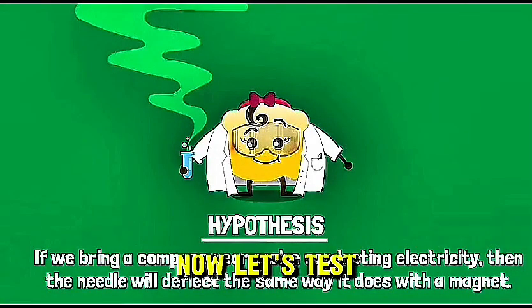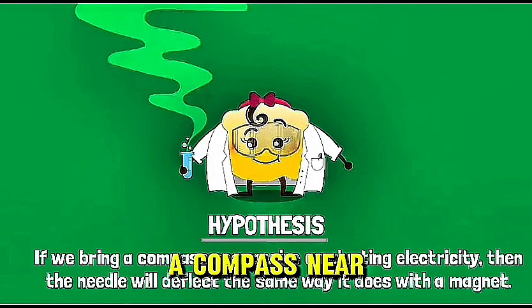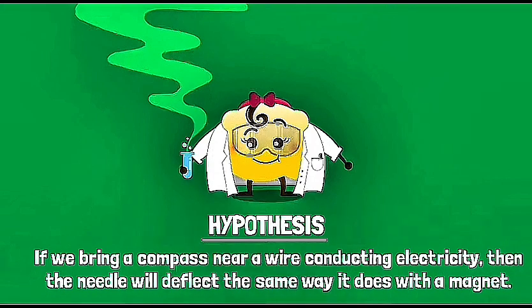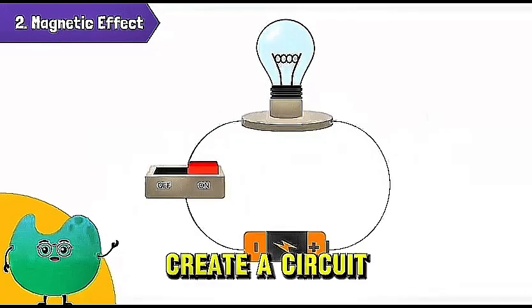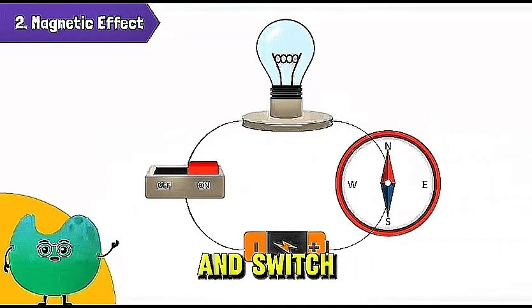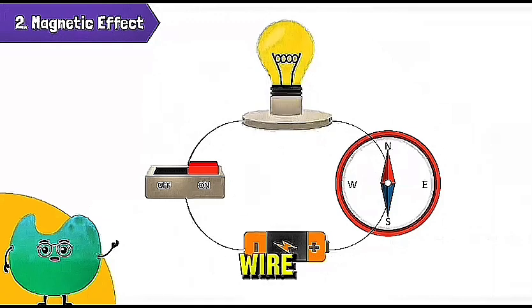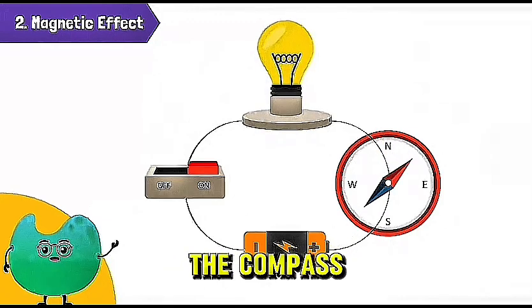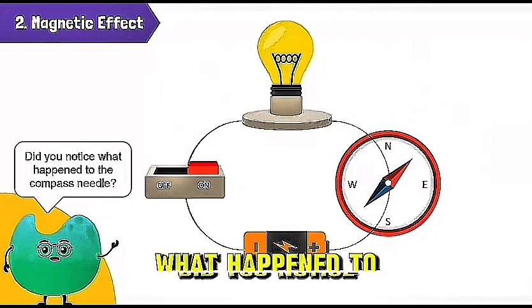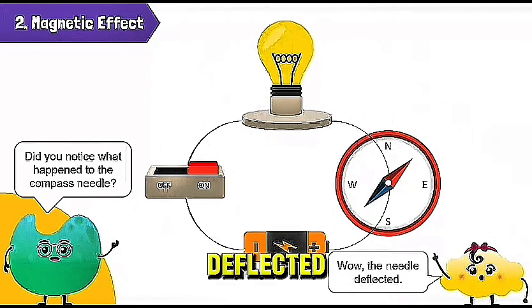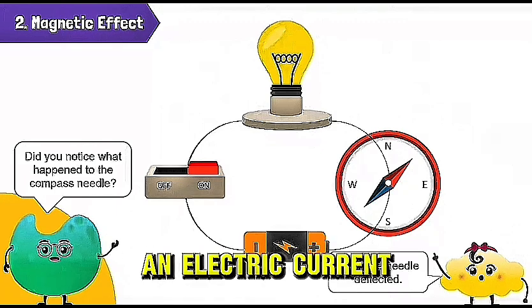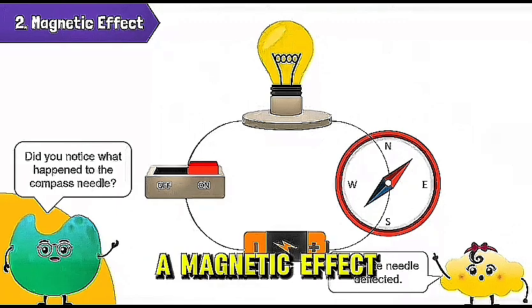Now, let's test an idea. If we bring a compass near a wire conducting electricity, the needle will deflect the same way it does with a magnet. Time to perform a simple experiment to test this hypothesis. Create a circuit with a battery and switch. Now pass the current through the wire, holding the wire on top of the compass. Did you notice what happened to the compass needle? Wow! The needle deflected. This shows that an electric current can also produce a magnetic effect.